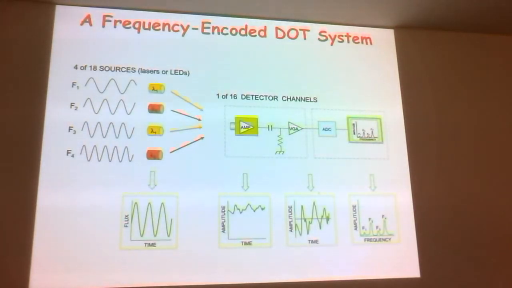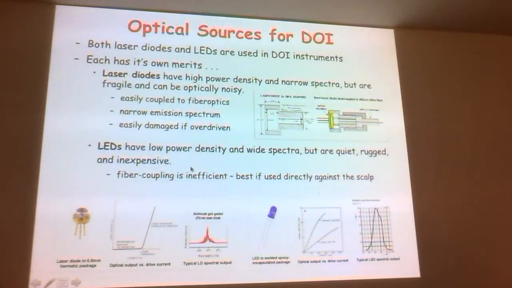Schematically, frequency encoding would look like this, where you take your 4 lasers, modulate them at different frequencies, and then you digitize the signal from the detector, do a Fourier transform, and you can pick off the amplitude of each frequency component. So this is really the approach I've been using in our systems over the years.